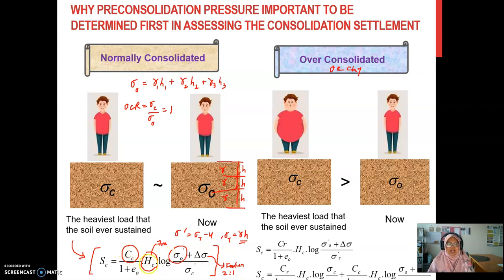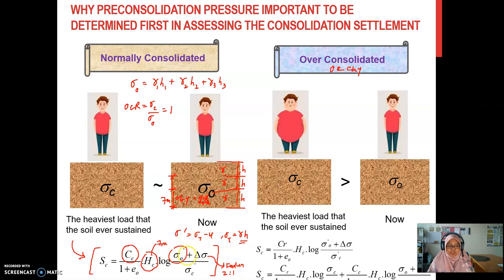And if we have the height of, let's say this is clay, or let it be at the bottom. So let's say this is clay, and the clay is 7 meter. We use the full height of the clay, even if we are interested to know at the mid depth.